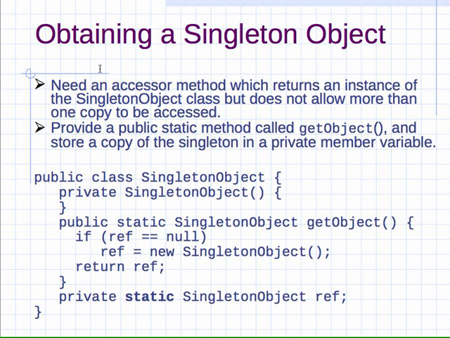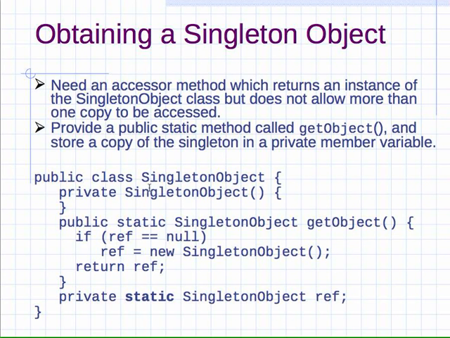You need an accessor method, that's a get method, which returns a reference to an instance of the Singleton object class, but does not allow more than one copy to be accessed. So how do you do this? One way to do this is you set up a public static method called getObject or getInstance and store a copy of the Singleton in a private member variable.